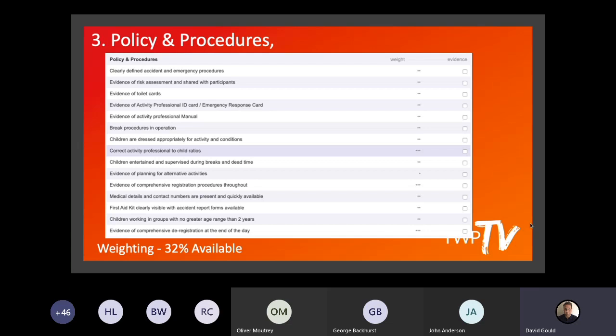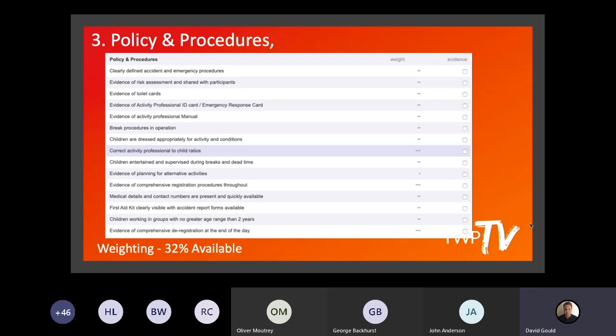First aid kit with action report forms, again, really vital. In terms of the grouping of the children, and then likewise with the deregistration. It's not just at the end of the day, off you go, there's your mum, there's your dad, there's your brother, there's your sister, off you go. It's, right, Charlie, who's picking you up today? There's my mum. Right, off you go. Mum, can you just sign and say you picked Charlie up? Cool. Again, 32%. None of that is typically unachievable unless anyone can tell me differently.